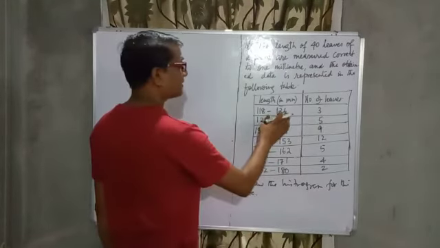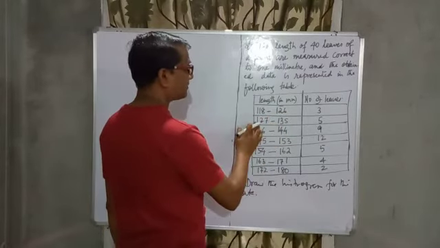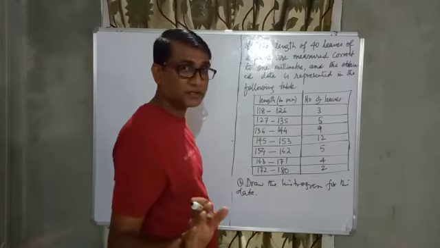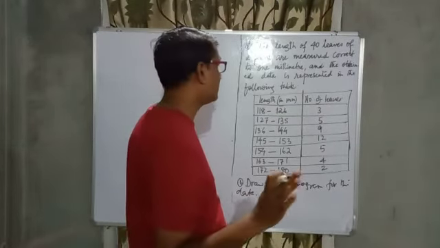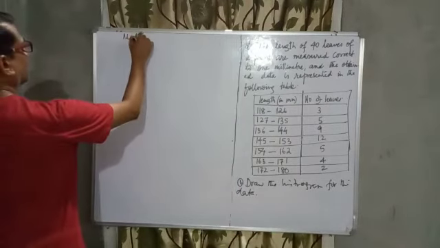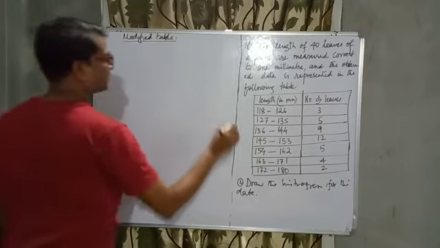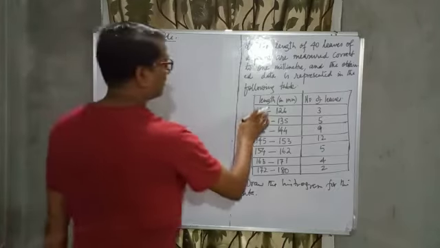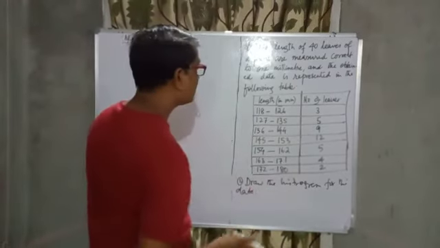Another thing is that the upper limit of the first interval and the lower limit of the second interval are not the same. So this is not continuous. So we have to modify this table first. So what is the modified table? Modified table. We have to modify it first. So 0.5 we have to subtract from the lower limit and 0.5 we have to add to the upper limit.